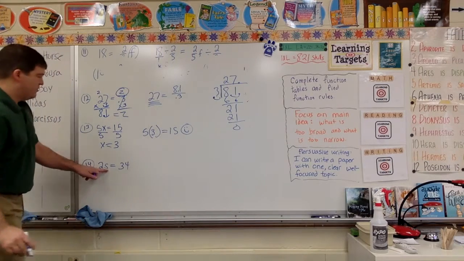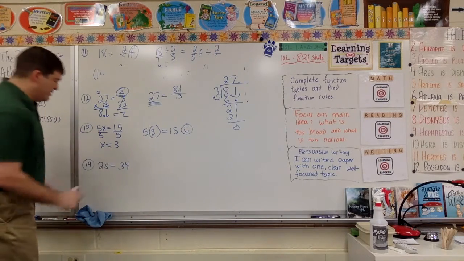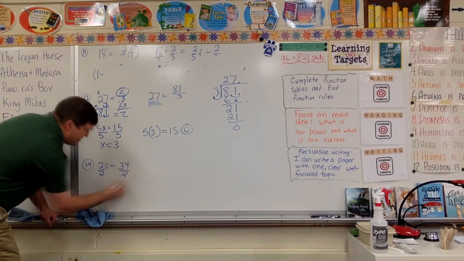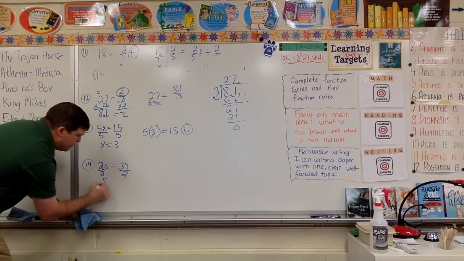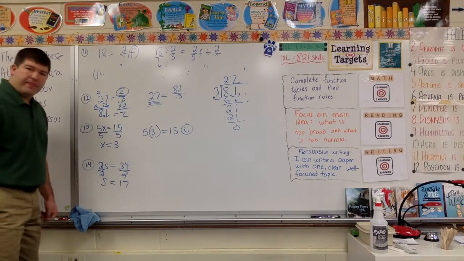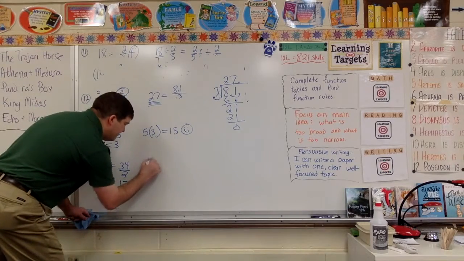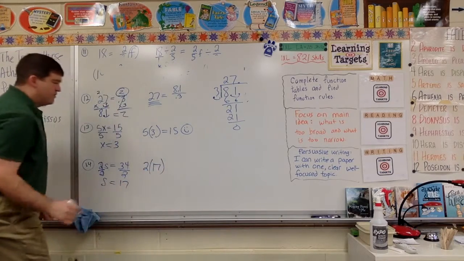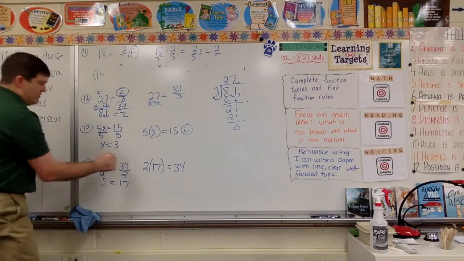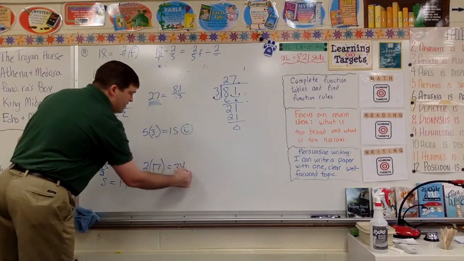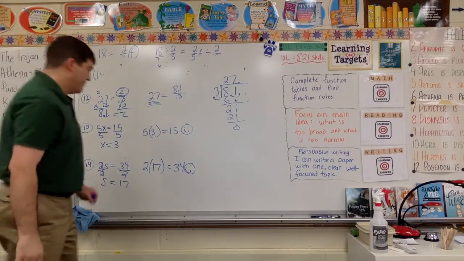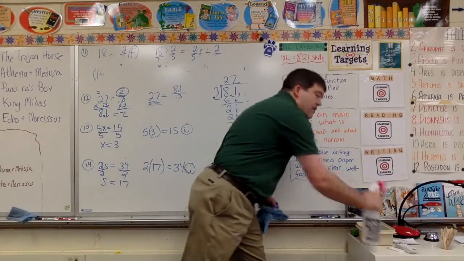Okay? 2s equals 34. Same as here. It's times 2. So I want to divide each side by 2. This gives me s equals 17. I put it in there. 2 times 17. That gets me 34, which is exactly what I need. So I'm all good. All right.